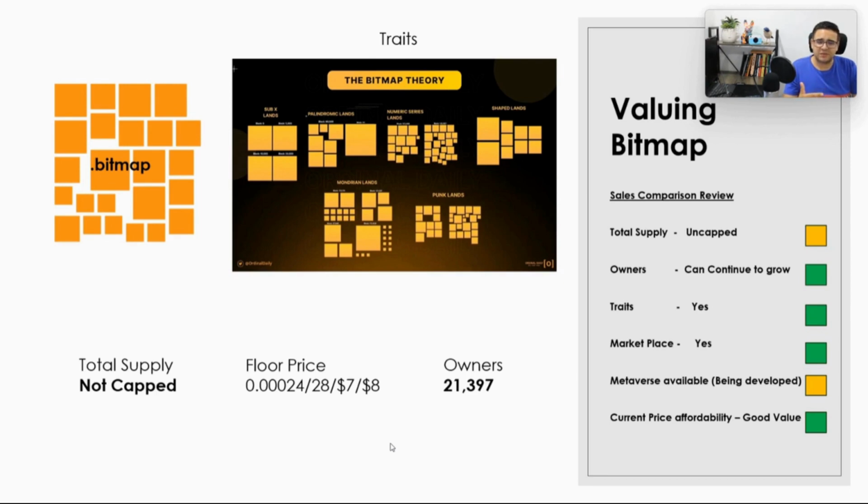And current price affordability, well, even though you might have missed the initial inscribing prior to the block out, when you could pick these up for $1, $2 plus gas fees, even today on the secondary market, you can be picking some of these up for $7, $8 in terms of the floor price, because the floor price at the moment is 0.00024.